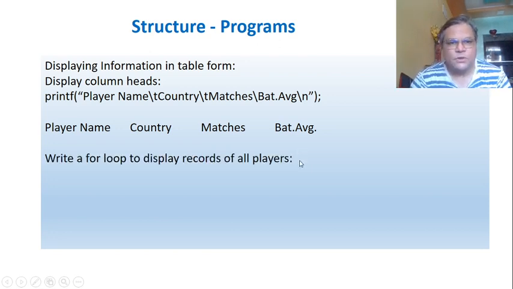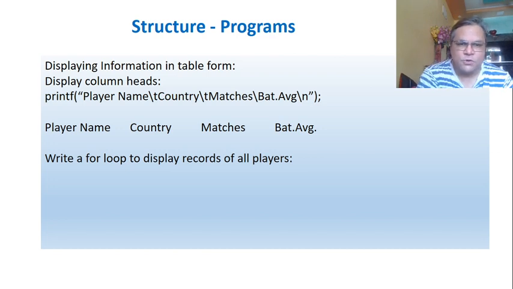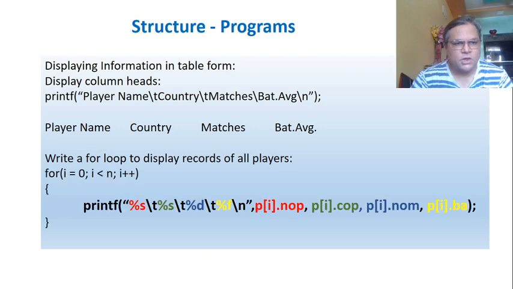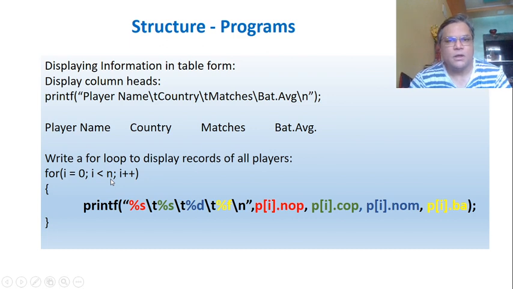How to achieve this? This can be achieved by writing a for loop. Since we want to display many records, we will use a for loop like this. We will write for I is equal to 0, I less than n because there are n players, I plus plus. So I will act as an index inside my array P and I will use a printf statement. Now you see the printf statement that I am using. The first format specifier I used is %s, that is for displaying the contents of nop, which is present in variable p[i]. So whenever I is 0, this will be simply p0.nop, which will display the name of the first player.